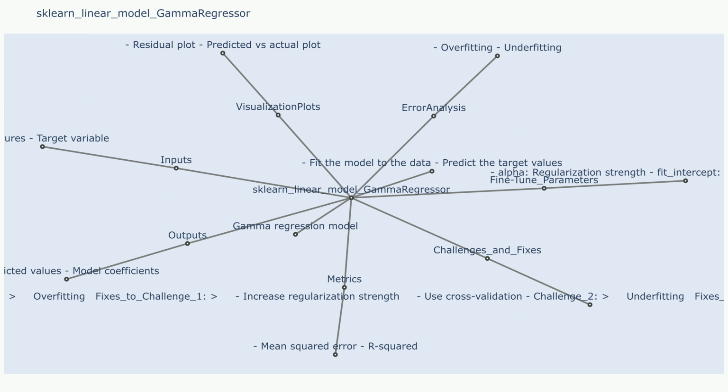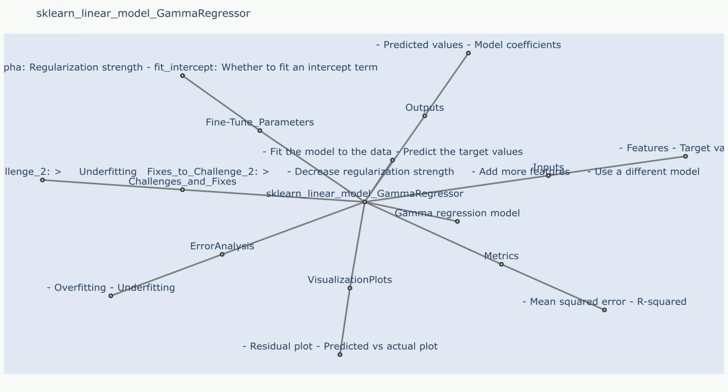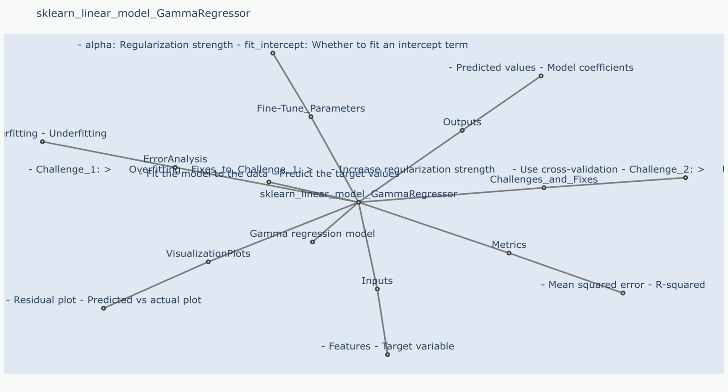Fine-tune parameters. Alpha: regularization strength that helps prevent overfitting by penalizing large coefficients. Fit intercept determines whether to add an intercept term to the model. Uncertainty methods. Confidence intervals provide a range of values within which the true target value is likely to fall, based on the model's uncertainty.